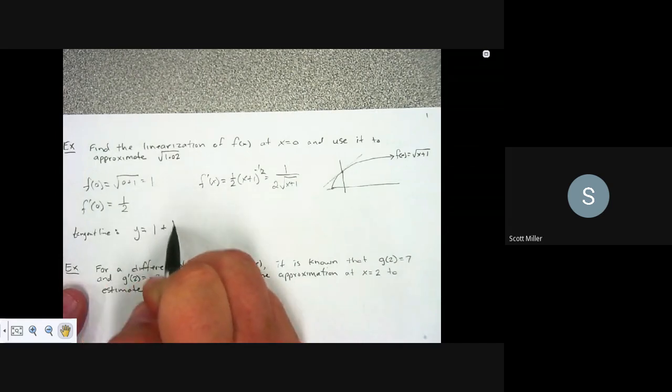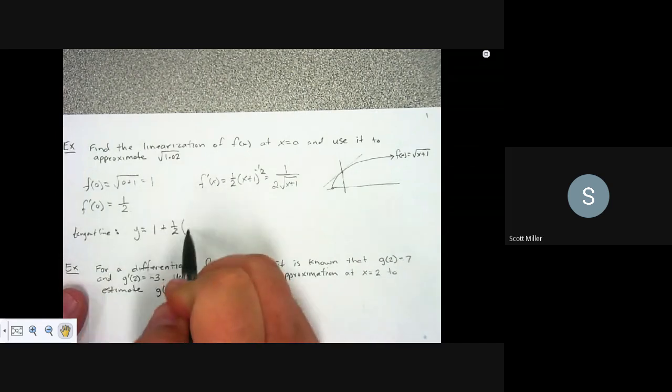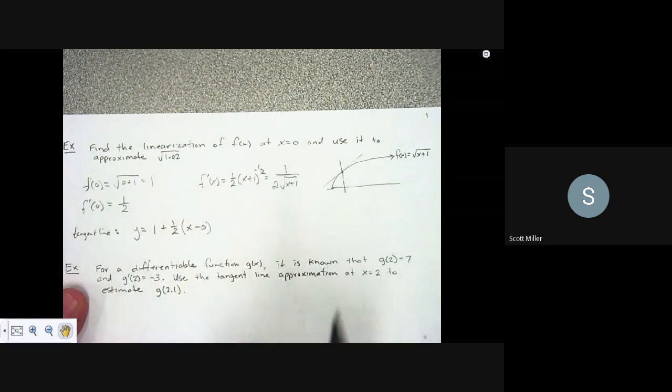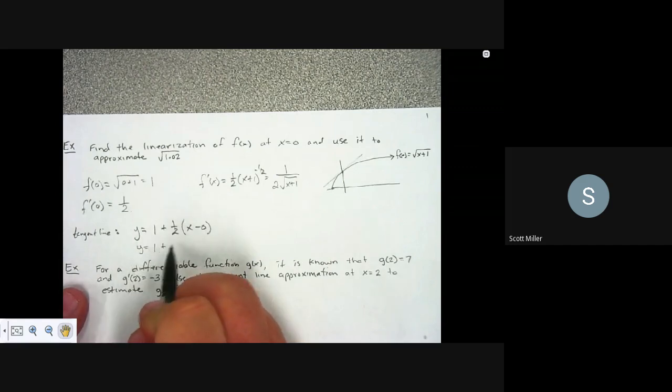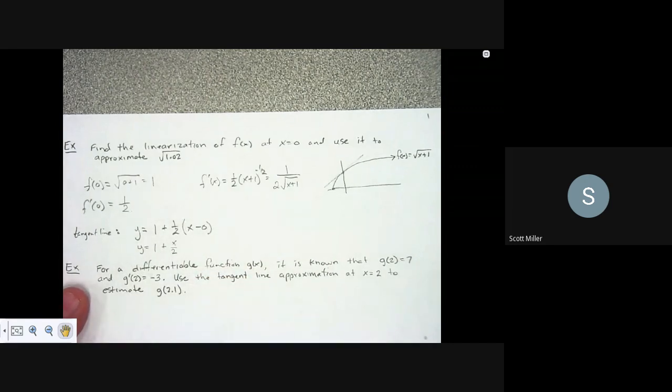So once I have that, I can write my tangent line equation, which is y equals the value of the function at 0 plus the slope times x minus 0. I wrote it like that so you can see it all, and then you can clean this up to be simply 1 plus x over 2. So this is my tangent line.